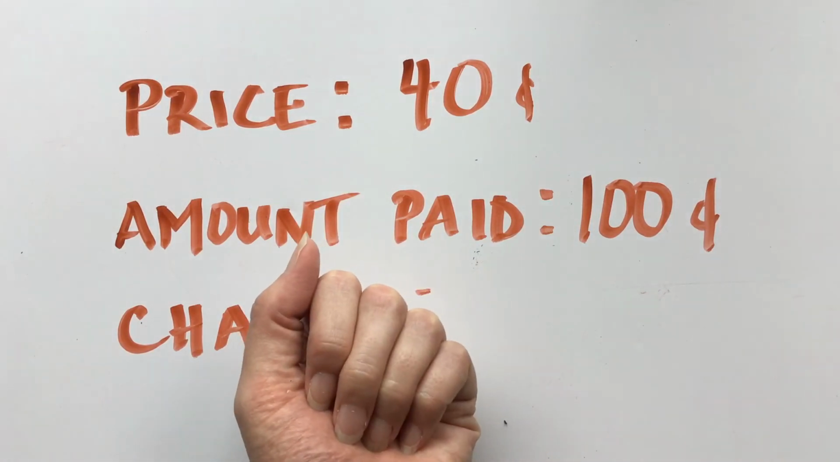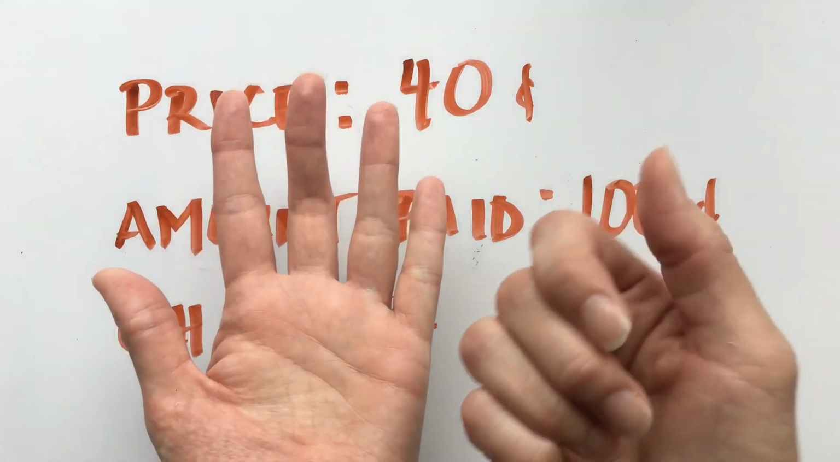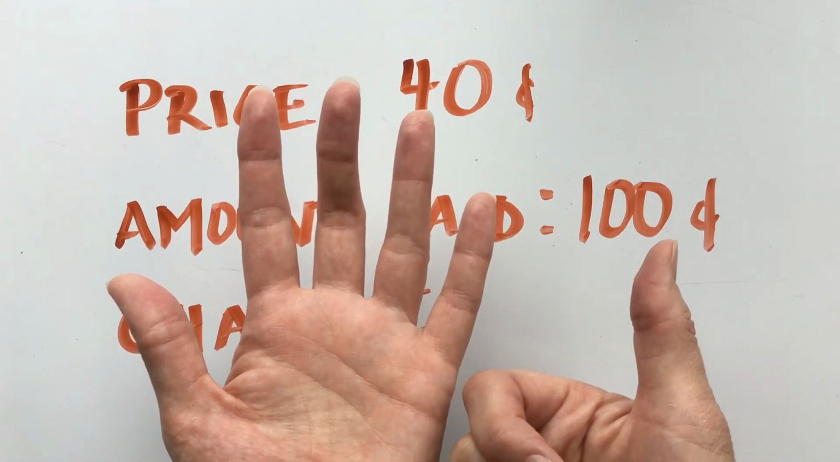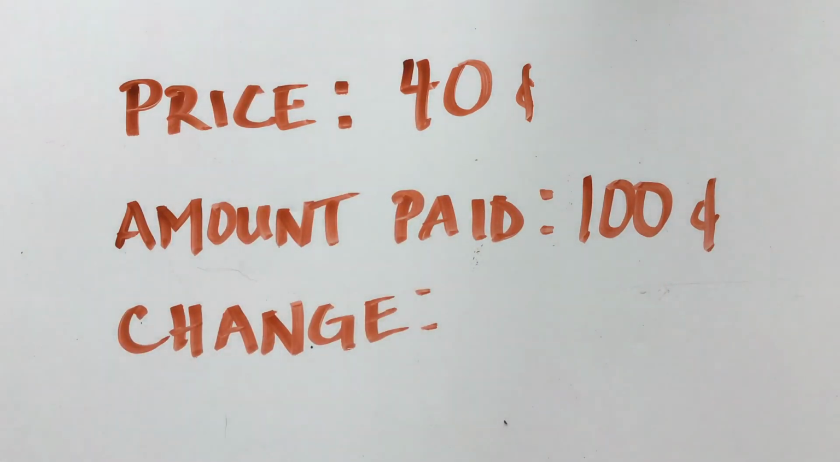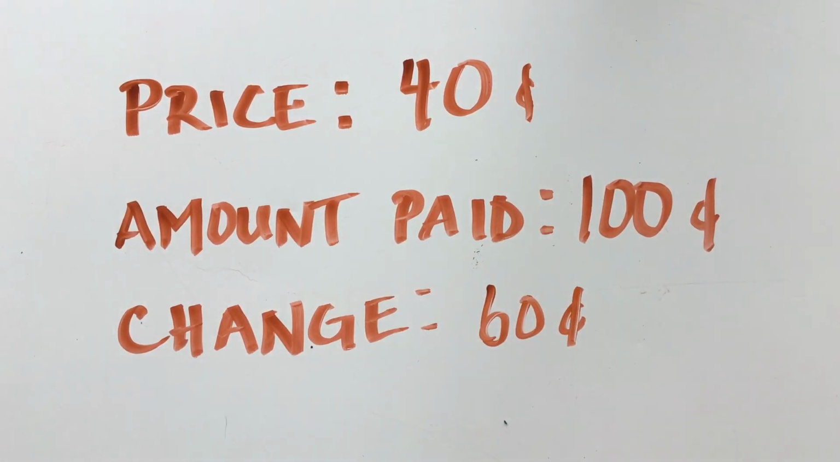Okay, so I'm going to show you how I'm going to count on. 40 is in my head. 50, 60, 70, 80, 90, 100. How many times did I count by 10? 6. So that means the change is 60 cents. That's the difference owed, okay, is my change.